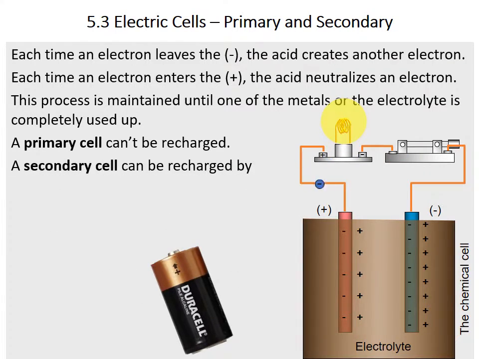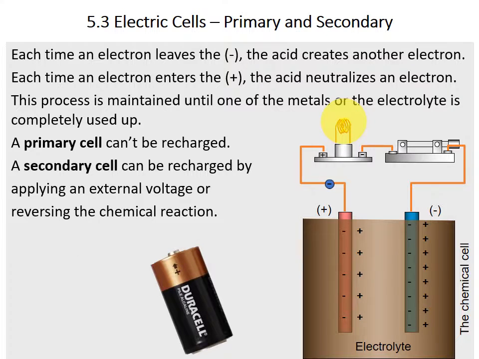It's useless. Secondary cells can be recharged, like your car batteries, by applying an external voltage, such as lithium ion. That's what you do when you recharge your phone, your laptop, and whatever else includes a rechargeable battery. You can reverse a chemical reaction. So in lead acid batteries, you can recharge it by adding more sulfuric acid to the battery.